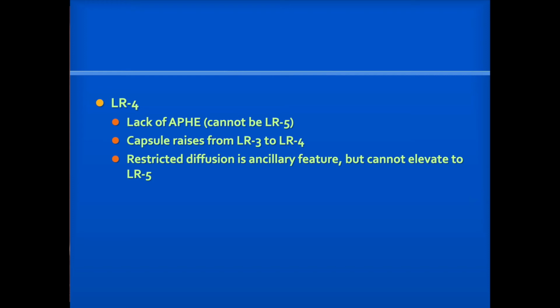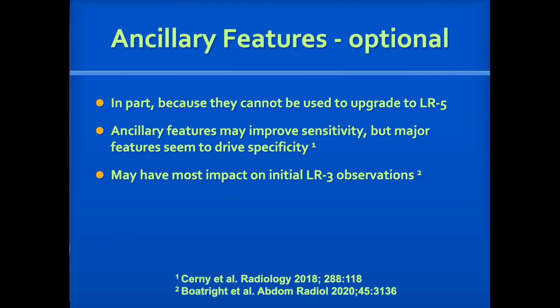We have lack of arterial phase hyperenhancement. So remember, that is the one feature that has to be present for an imaging diagnosis of HCC. So it cannot be an LR5, but it is a large mass, larger than 2 centimeters. It does have a capsule. The capsule makes it an LR4. And then restricted diffusion is an ancillary feature, but we can't increase to LR5 with an ancillary feature. So we're kind of stuck at an LR4.